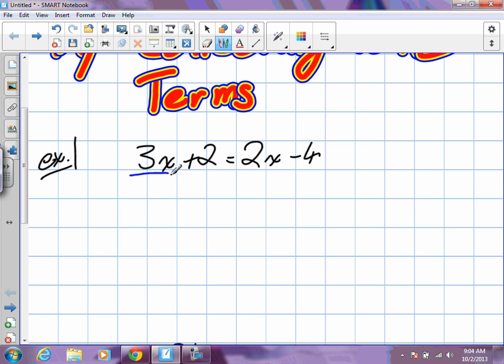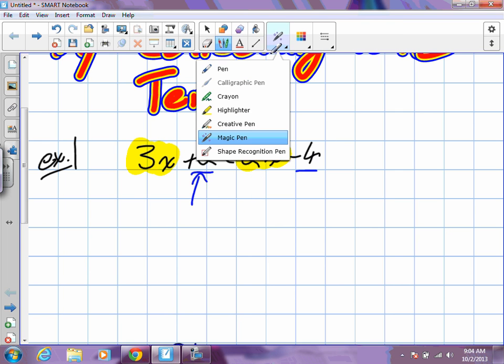This 3x, are there any like terms in this entire equation? That's right, 2x. So I'm going to highlight both of them. You can do whatever you like to find them. And what about our constant 2? Yeah, 2 and -4 are both like terms.